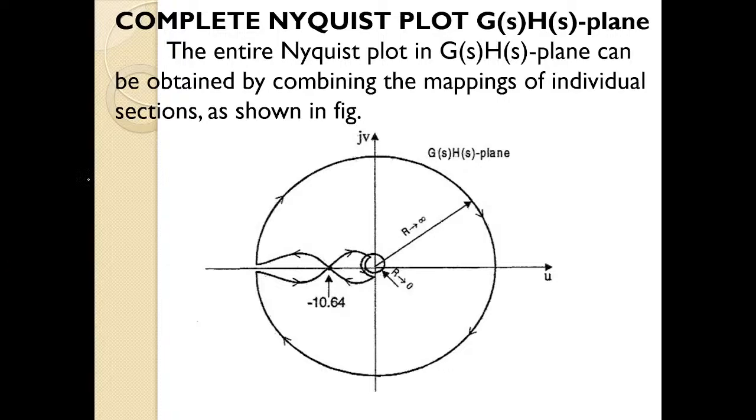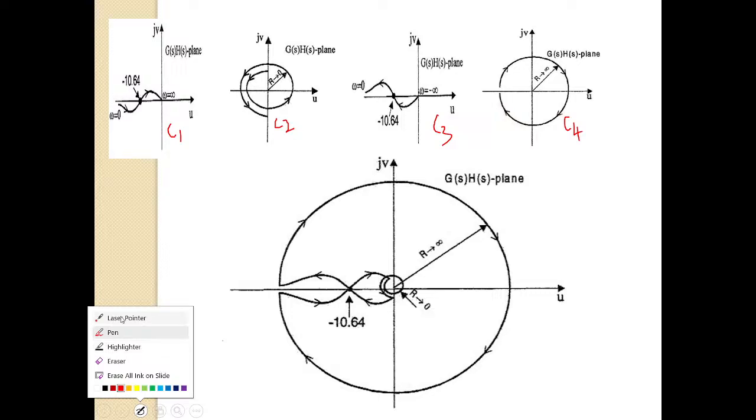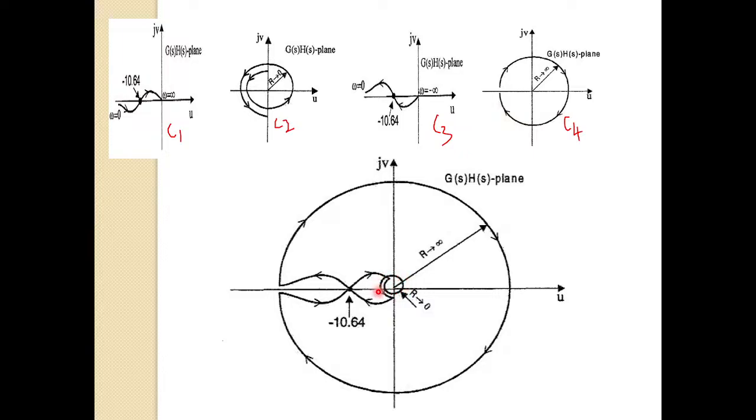Now join all the sections. If you join all the sections, this is C1, this is C2, C3 and C4. If you join all the sections, you can see C1. I will take a laser, my cursor won't obey me. So this is our C1 section, C2 section, C3 section, then this is the C4 section. So just observe carefully: C1, C2, C3, C4.